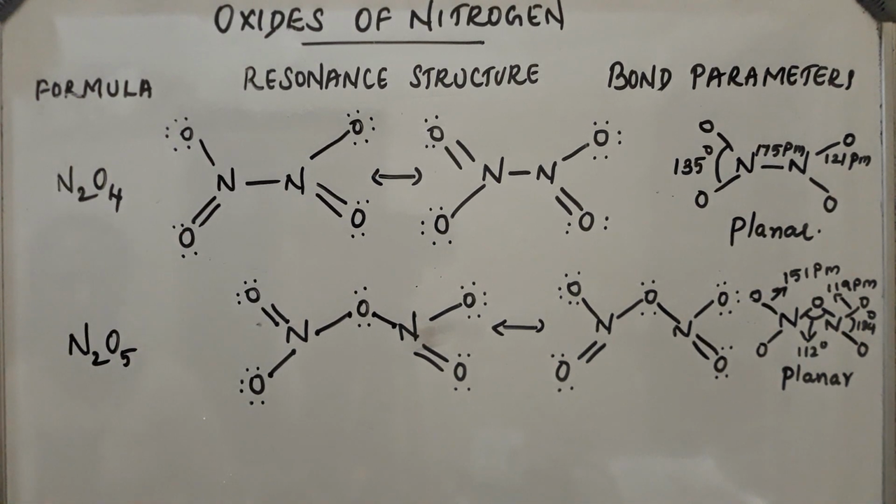So these are the different oxides of nitrogen, their oxidation states and their different resonance structures and shapes. Then bond parameters, we discussed all the different properties of these oxides of nitrogen. Okay.